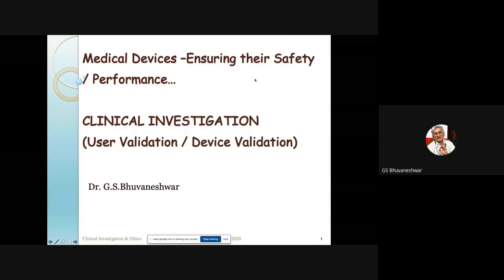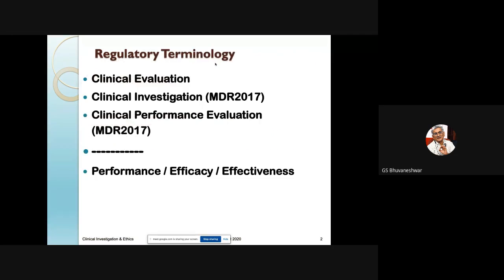The primary purpose of a clinical investigation or even validation is to show that your device is safe and it performs as you claim it to be. If you're a developer or a manufacturer, it is your responsibility to demonstrate that the medical device that you've developed is safe and will perform as you claim. That's the underlying principle why we need to do all this.